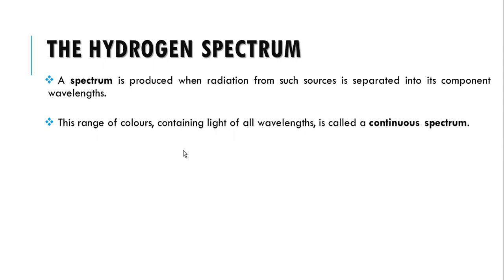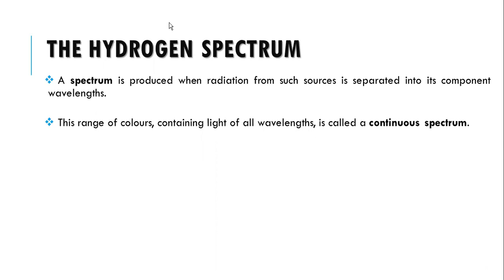The spectrum, I already discussed with you all, right? We have two types of spectrum. One is the continuous spectrum, another one is the line spectrum. First, we will go through the continuous spectrum. What is meant by the continuous spectrum? It is a range of colors containing light of all wavelengths.